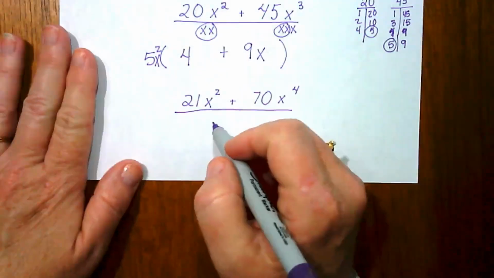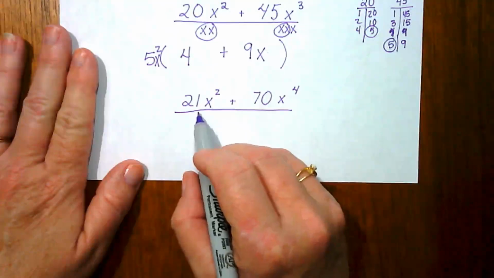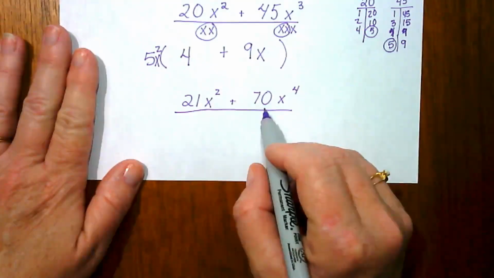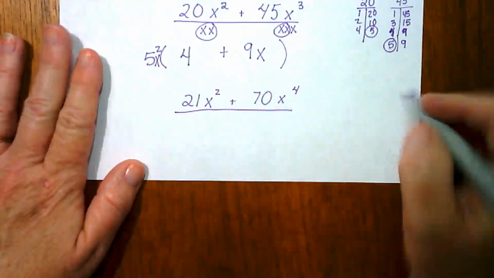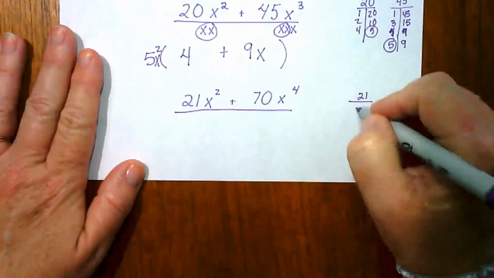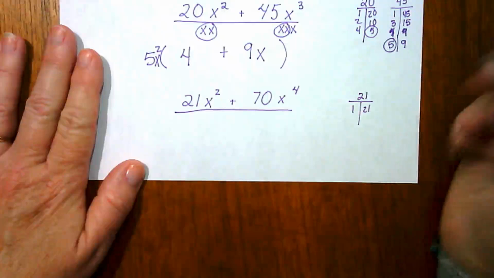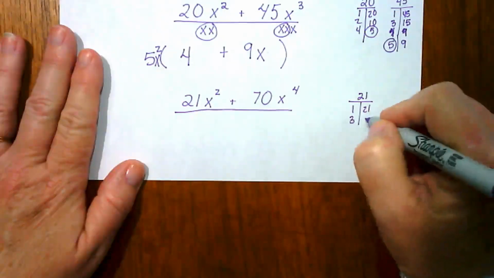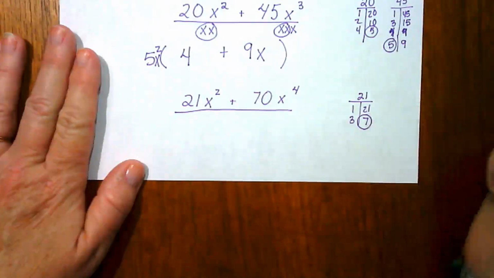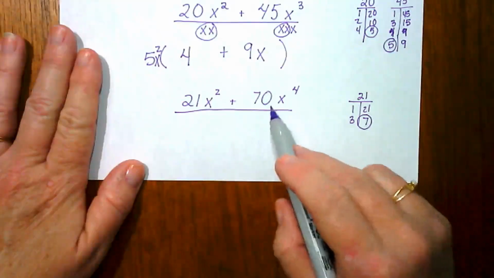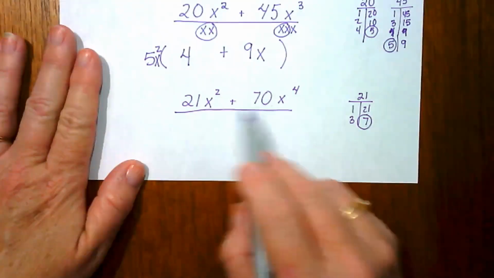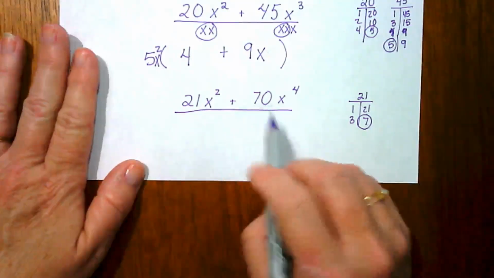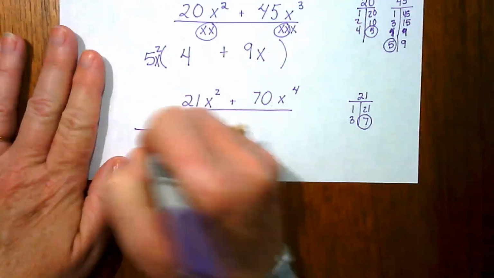Okay, next one. 21 and 70. Okay, 21 doesn't have that many factors. I know that I've got 1 and 21, not 2, but 3 and 7. Oh, okay, there's 7, and I know that 7 times 10 makes 70. So there's my numerical factor that's going to come out. I know it's going to be a 7.